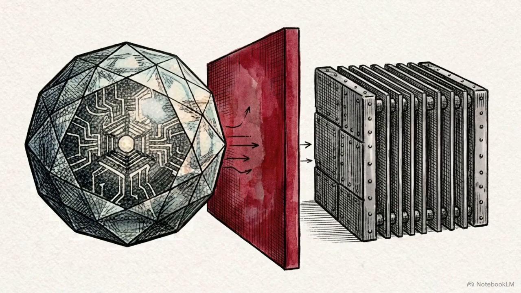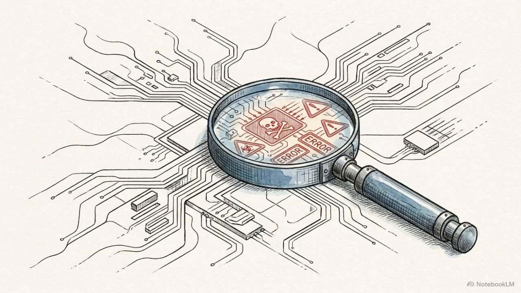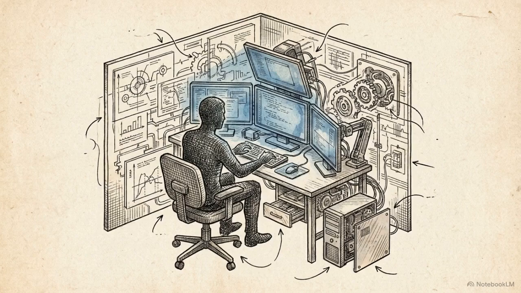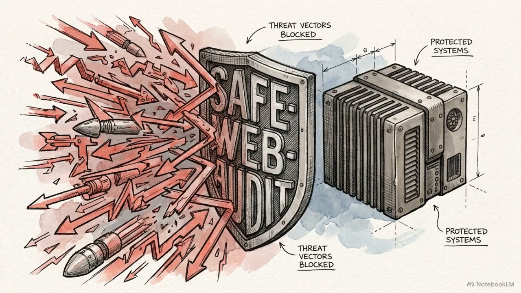We are left with a paradox of interaction. We want the AI's analytical power to comprehensively map out our security flaws, but we cannot allow it to actively touch the live system to get that data. A developer named Venkat built a solution to this exact problem. He created the safe-web-audit server, an open-source tool designed specifically to resolve this aggression paradox.